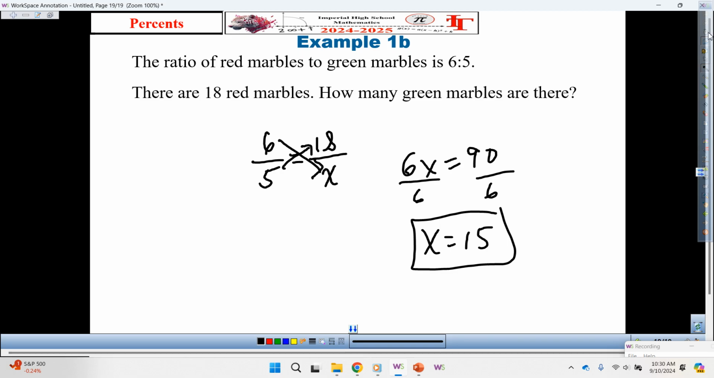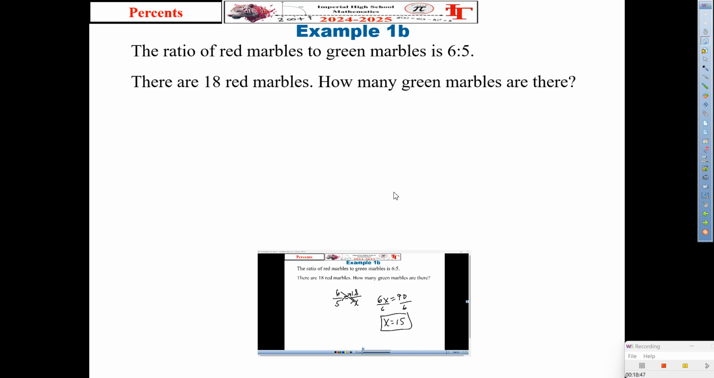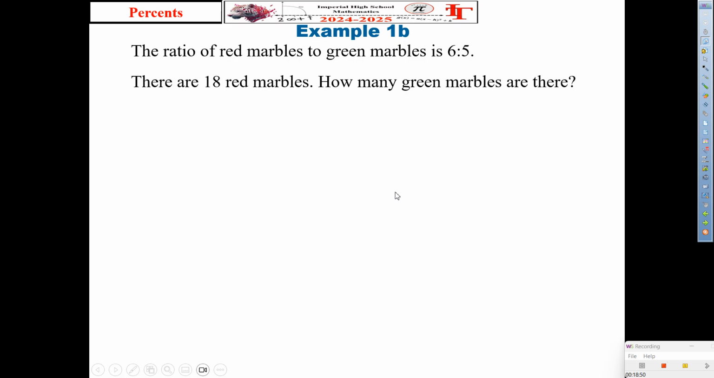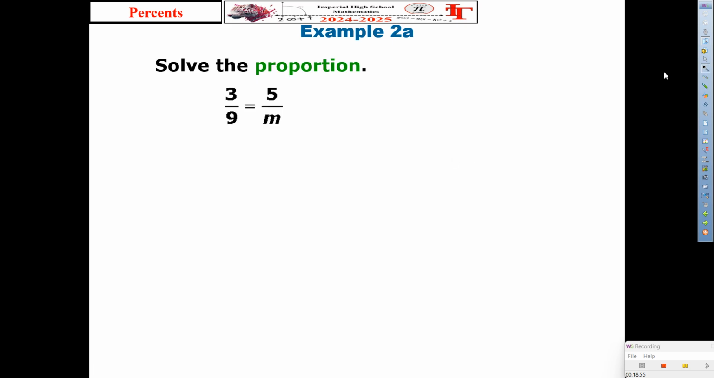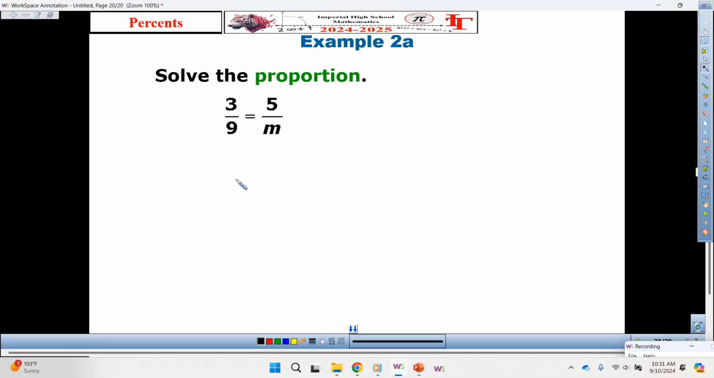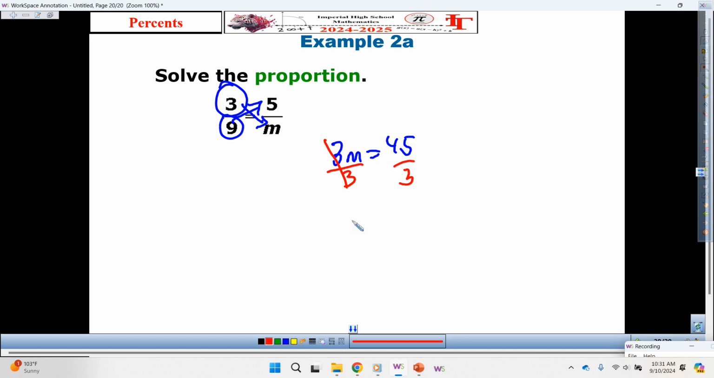All right. Next, just to get some practice on proportions, look up. Don't copy that. Do we know how to cross multiply? That only works when we have a fraction equal to another fraction. I like to start where the variable is at, so I go 3 times m, 3m. 9 times 5 is 45. And last but not least, divide by 3. M equals 15. We did that, yes? All right, next.